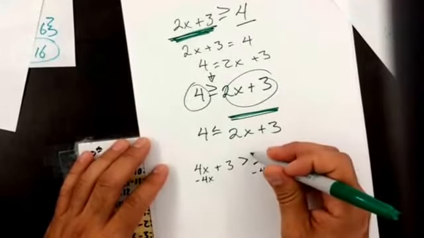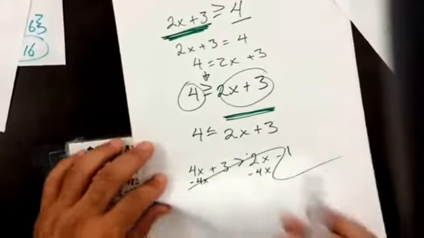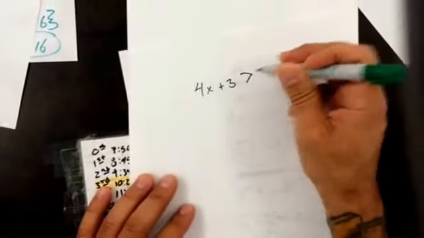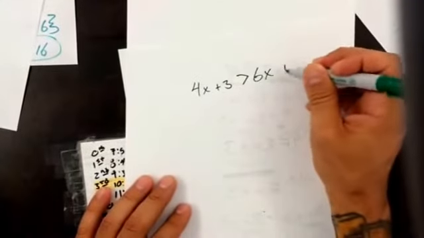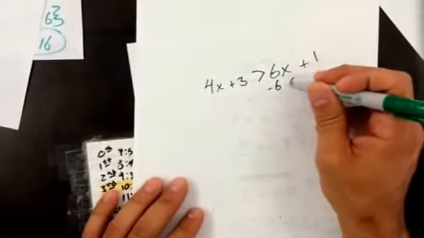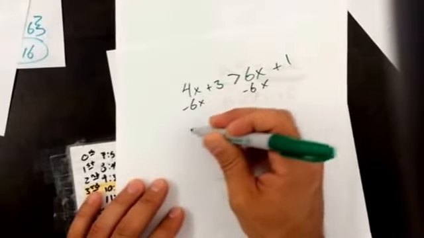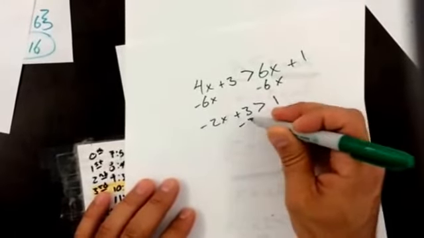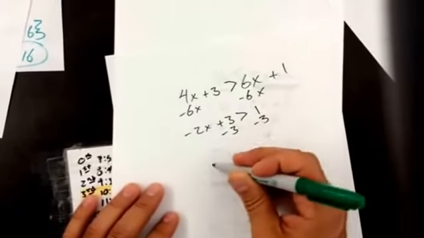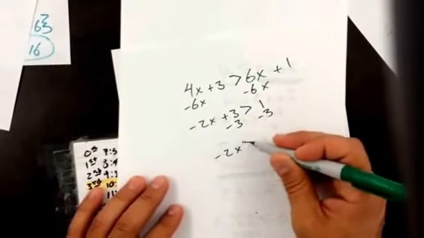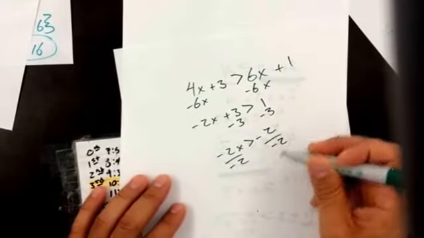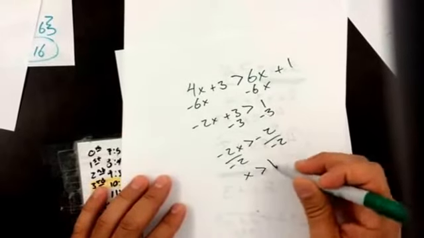Let me change this example. So 4x plus 3 is greater than 6x plus 1. I'm going to subtract 6x here, which gives me negative 2x plus 3 is greater than 1. Subtract the 3. Negative 2x is greater than negative 2. Divide by negative 2. X is greater than 1.